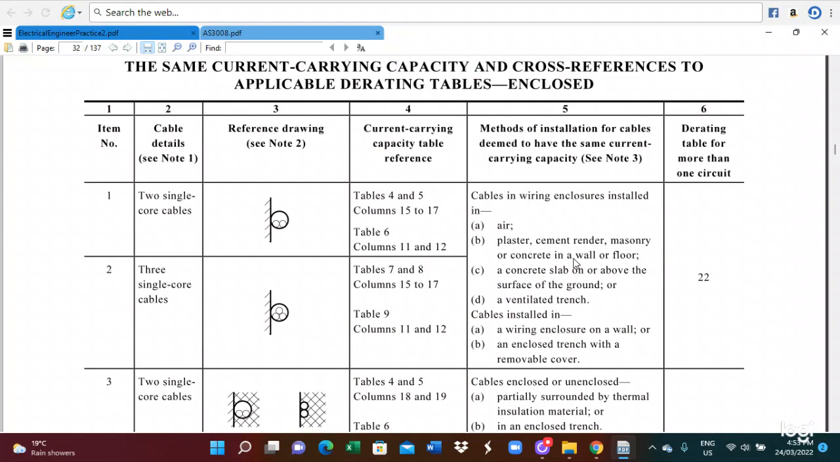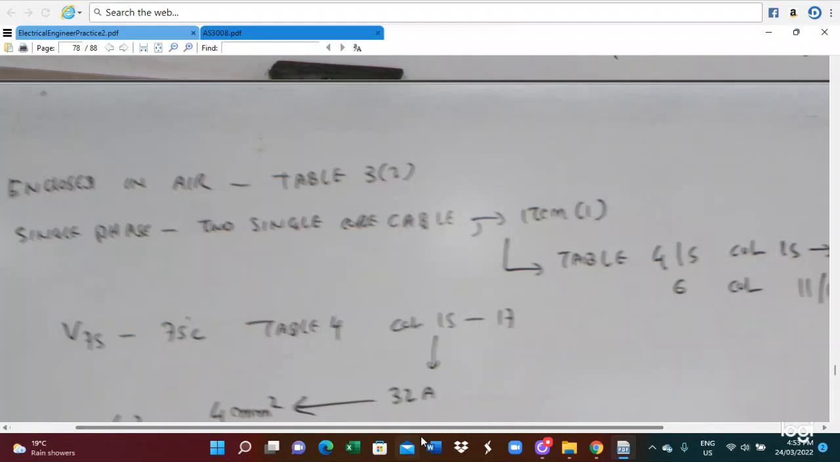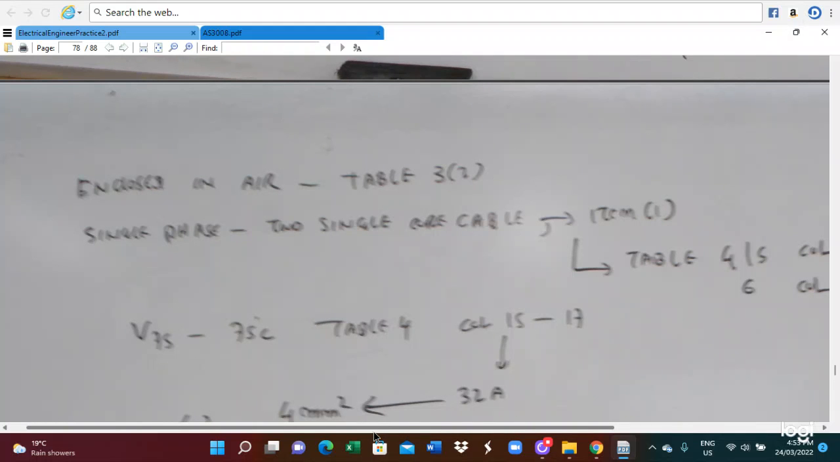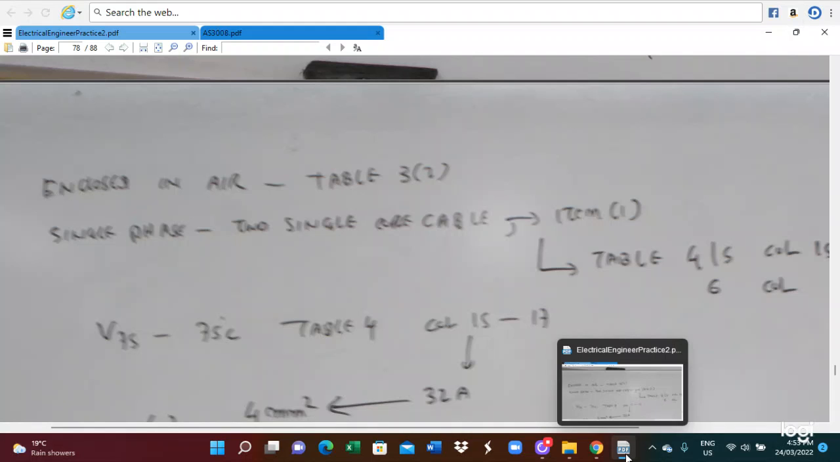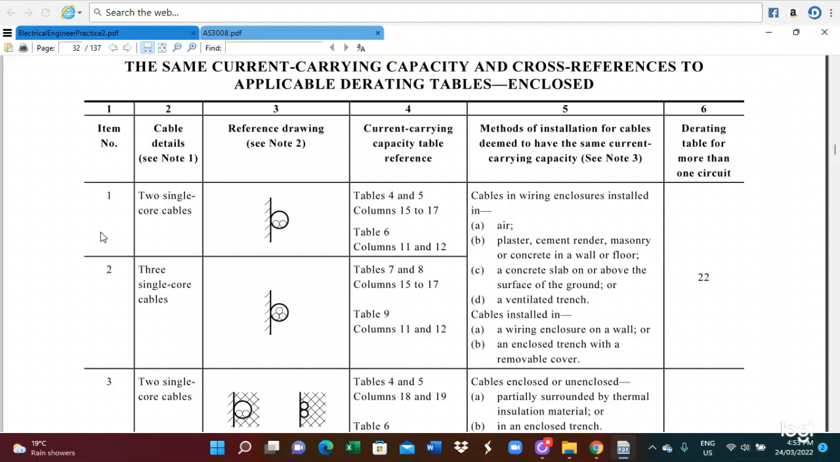Or two single-core cables. Which one do we have to utilize? Two single-core cables are enclosed in A. In this case, which item do we utilize? For two single-core enclosed in A, it is item number 1, table 4, 5 and table 6. Table 4 is for the 75 rating, table 5 for the 90 rating, table 6 for the 110 rating. So we have to utilize tables 4, 5 and 6.